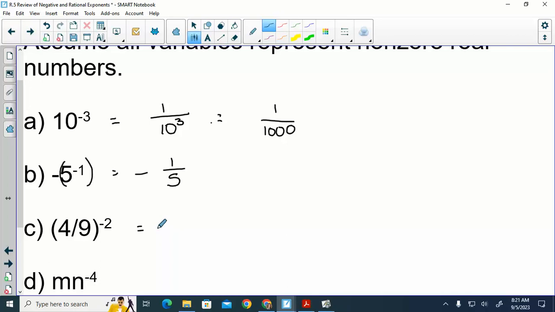Four ninths to the negative 2. So a negative flips it. Because it's already a fraction, it just flips the entire fraction. So it becomes 9 over 4 to the positive 2 power. So then you just square the top and square the bottom. 9 squared, so 9 times 9 is 81. 4 squared is 16. So 81 over 16.